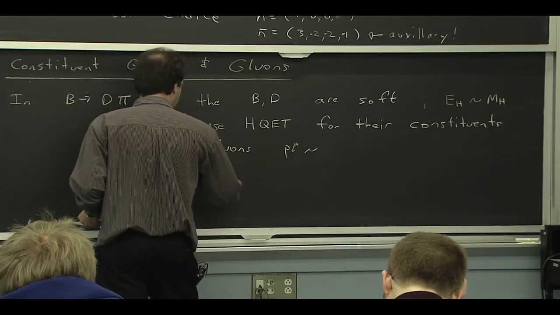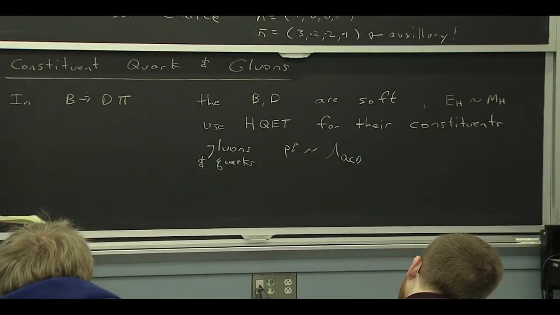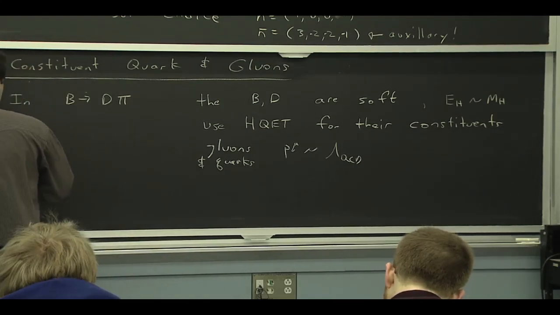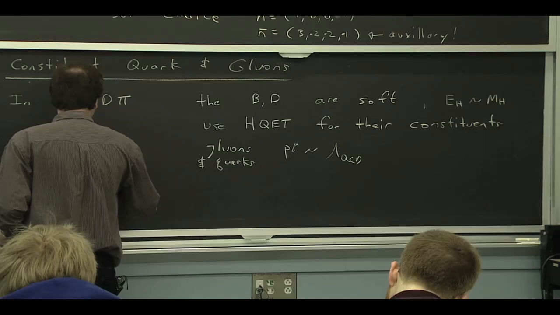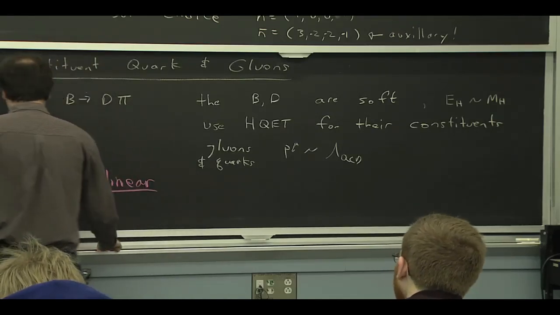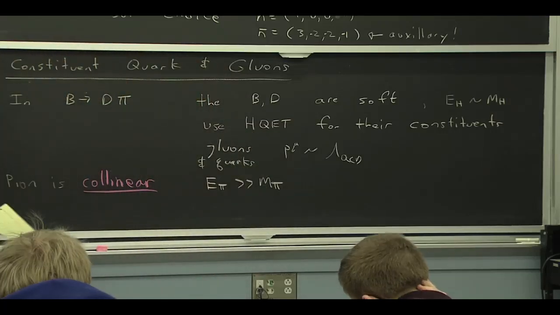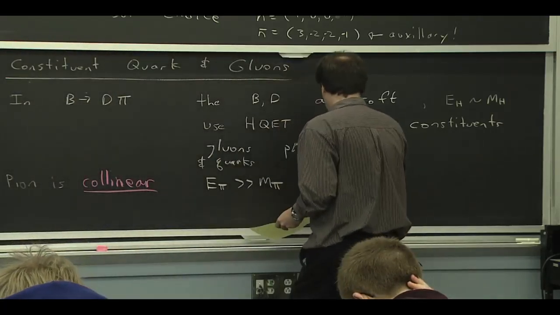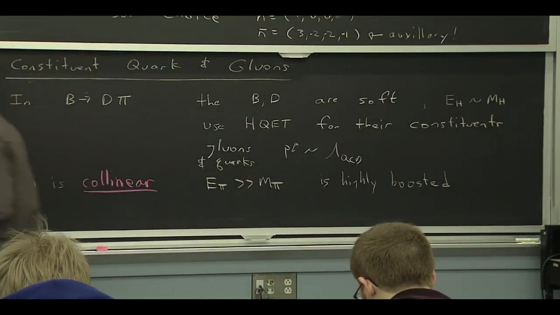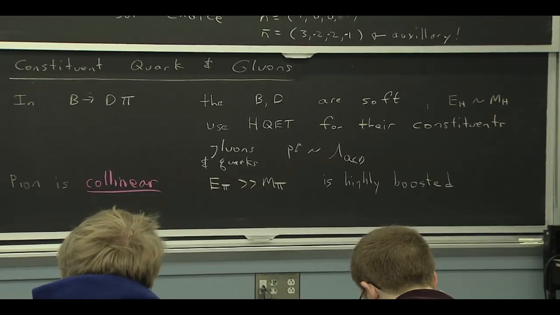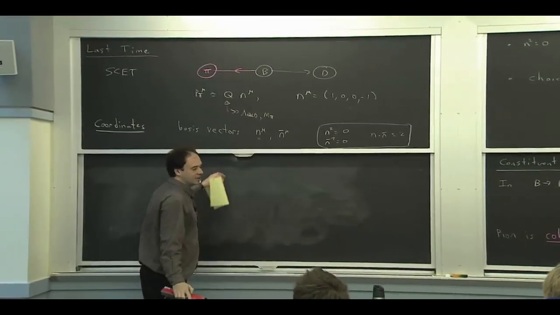That means we're describing gluons and quarks inside these hadrons where the momentum is of order lambda QCD. The pion, on the other hand, is what we would call collinear. As I already described, the pion's energy is much greater than its mass. It's highly boosted. If you were to talk about it in the rest frame, then like the B and the D meson, the constituents of the pion would have momentum of order lambda QCD. But if you were to talk about the pion in the rest frame, you'd have to talk about the B and the D in a boosted frame.